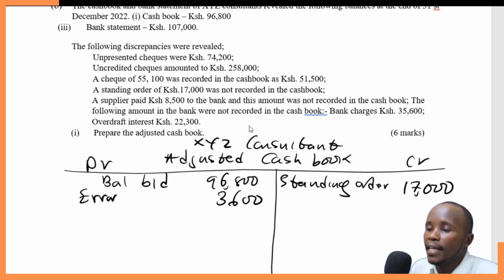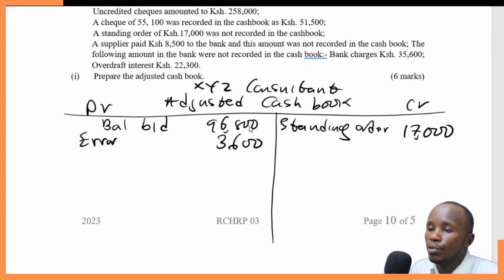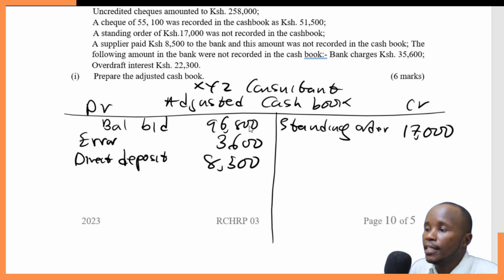A supplier paid 8,500 to the bank, and this amount was not recorded in the cash book. That is direct deposit. You see, this money did not pass through the cash book, but it is in your bank. So direct deposit.